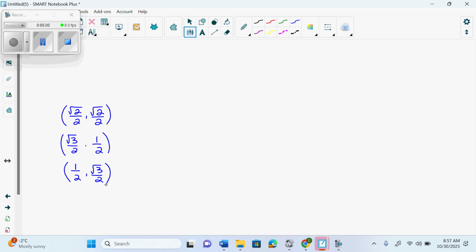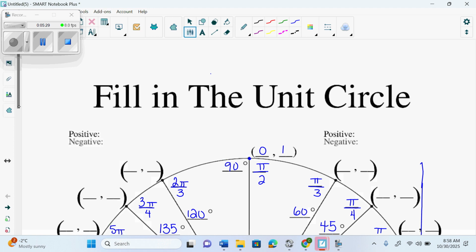And then appropriate signs based on what quadrant you're in. If you're in quadrant 1, x and y are both positive. If you're in quadrant 2, x is negative, y is positive. Quadrant 3, both negative. Quadrant 4, x is positive, y is negative. Yes? All right. These are both 0.707 as a decimal. They're the exact same value. We agree? Okay. So let's go back to the unit circle.